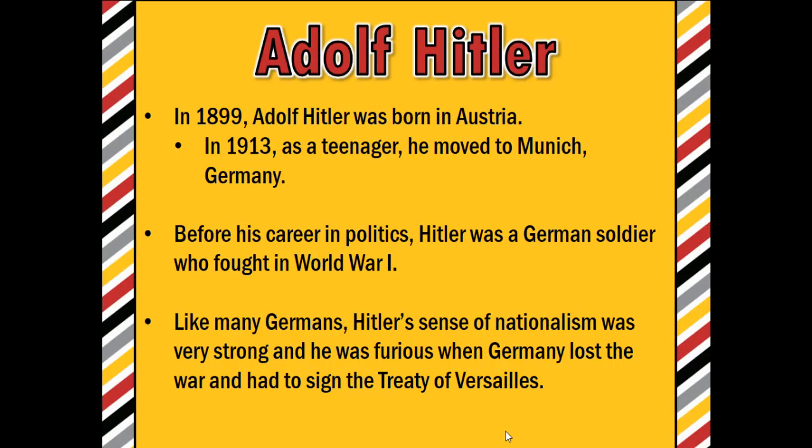First, let's talk about a man named Adolf Hitler. In 1899, Adolf Hitler was born in Austria, and he moved to Munich as a teenager in 1913. Before his political career, Hitler was a German soldier who fought in World War I. Like many Germans, his sense of nationalism was very strong, and he was furious when Germany lost the war and had to sign the Treaty of Versailles.